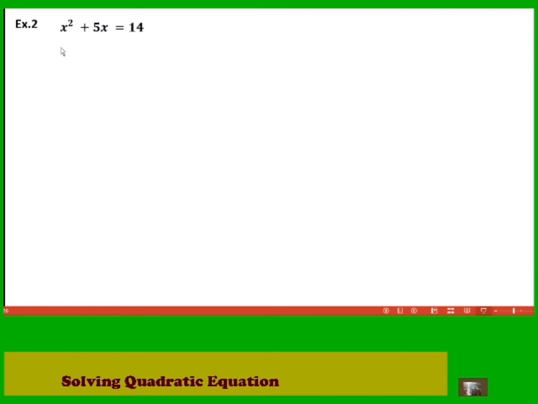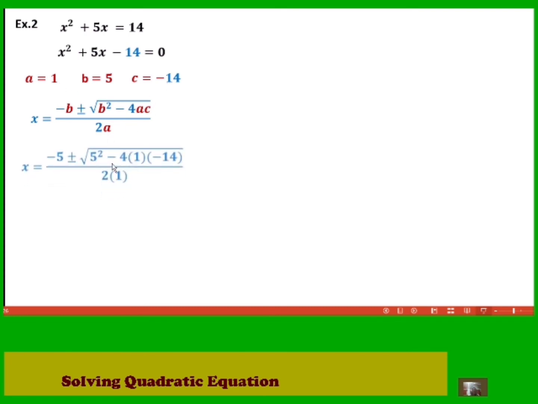Another example, x squared plus 5x equals 14. Arrange the equation into standard form of a quadratic equation so that we can identify a as equal to 1, b is 5, c is negative 14. Using the quadratic formula, substitute b with 5, a with 1, c with negative 14, and a with 1.